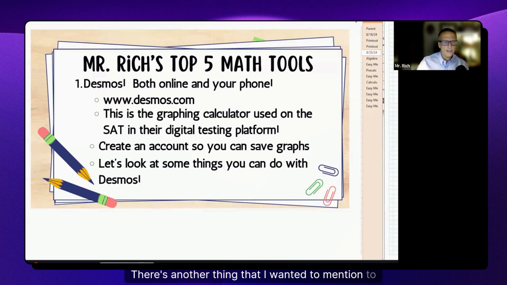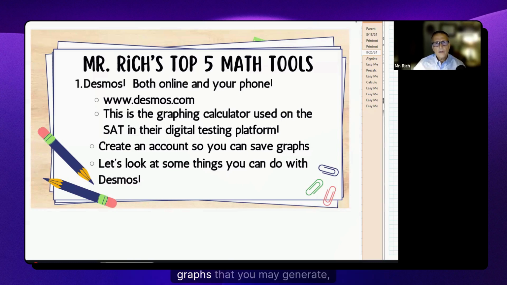There's another thing that I wanted to mention to you that you may not know, and that is that when you go to Desmos, you can create an account. And so you can save the graphs that you may generate in your account so that when you log in some other time, you can pull those up. I'm going to show you an example of that here in just a minute. So I highly recommend that you do go to desmos.com, create an account for yourself. And what I want to do tonight, real briefly, since I've got other things I want to cover, I'm just going to show you some of the things that you can use to help you be successful in math. So we're just going to scratch the surface here and look at those.